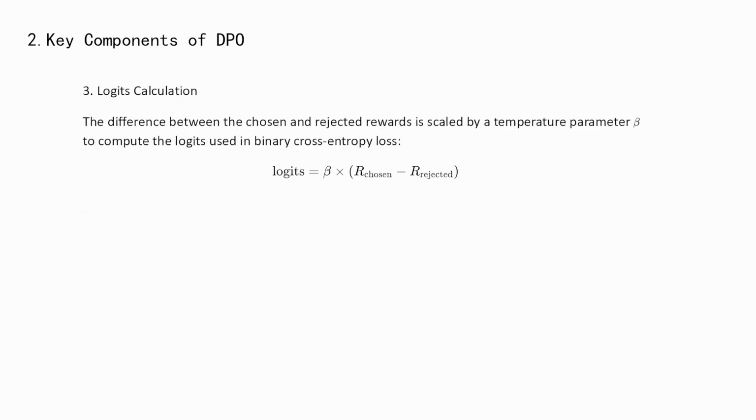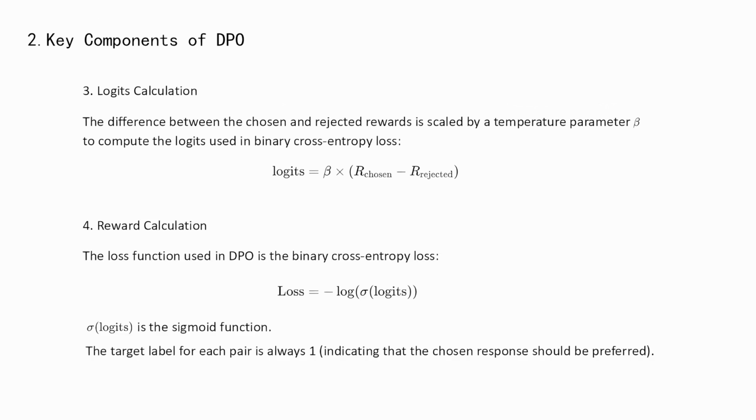3. Logits calculation. The difference between the chosen and rejected rewards is scaled by a temperature parameter beta to compute the logits used in binary cross-entropy loss as follows. 4. Loss calculation. The loss function used in DPO is the binary cross-entropy loss as follows, where sigma is the sigmoid function applied to the logits. The target label for each pair is always 1, indicating that the chosen response should be preferred.